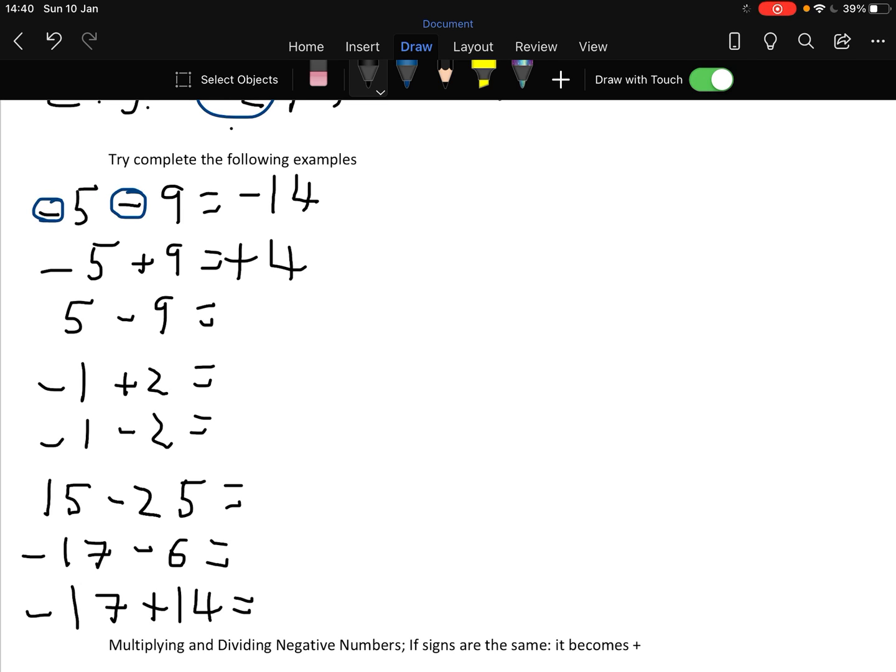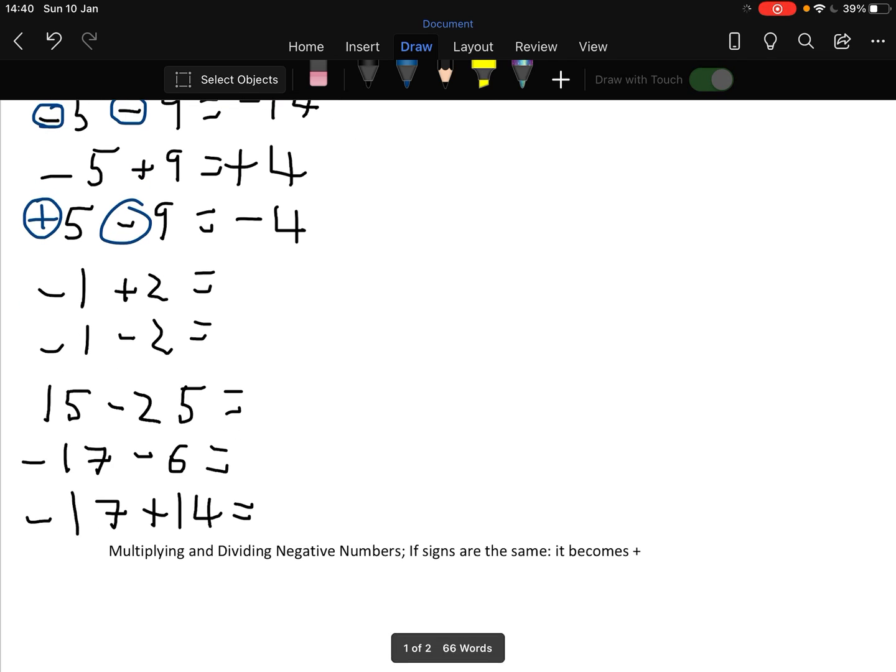Okay? So let's look at the next one. Are they different? They are, because one is plus, one is minus. I didn't put a plus here, but if you don't have a negative in front, you assume it's a plus. So obviously this is a plus 5, and this is a minus 9. So it's 5 minus 9, 2 different signs. So we subtract. It's a 4, and which is the larger number? 9 is, so it's minus 4. You getting the hang of it?